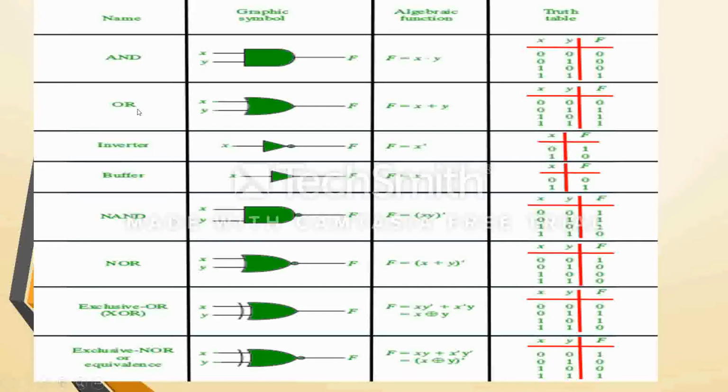Then coming to the next basic gate, that is OR gate, we have two inputs again. More than two inputs we can have, but a single output. The algebraic function is represented as f is equal to x plus y, where it is the sum of two or more inputs. The truth table says that whenever any one of the inputs is high, then the output is high.